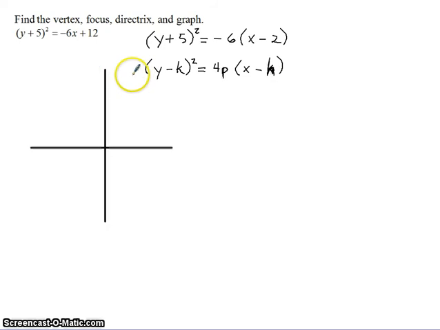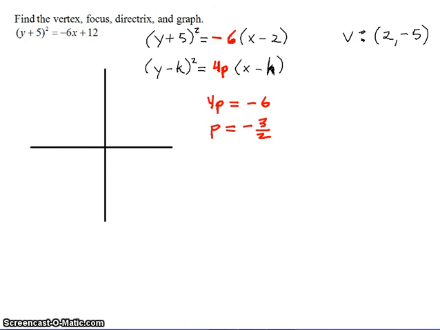I've written the general form of a parabola on its side right below the equation that we have, so I can make a comparison between the two. I see that my vertex is going to be positive 2, negative 5. Remember, we take the opposite values there. And the p-value, I'm going to use that to come up with the focus and the directrix. So I need to make the comparison between negative 6 and 4p. So we have a p-value of negative 3 over 2, negative 1.5. That tells me that our parabola is going to be on its side faced to the left because we have a negative p-value.